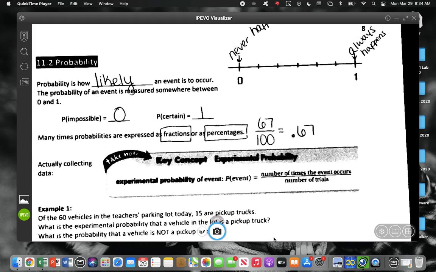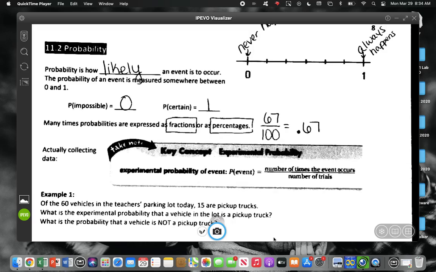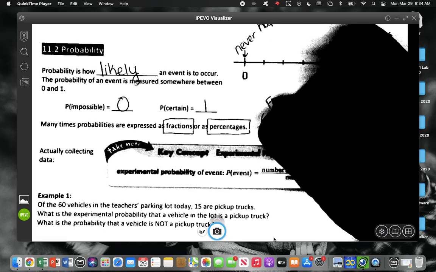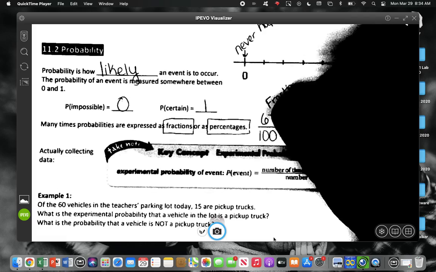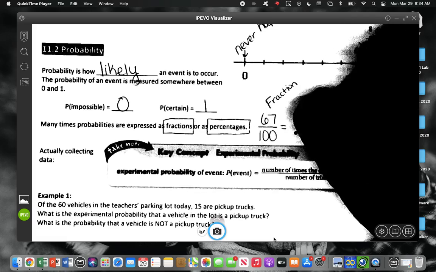So those would be two acceptable answers. If I told you something was 67 out of 100, 67 out of 100 times something would happen. Now, this is the fraction. 0.67 would be a decimal.